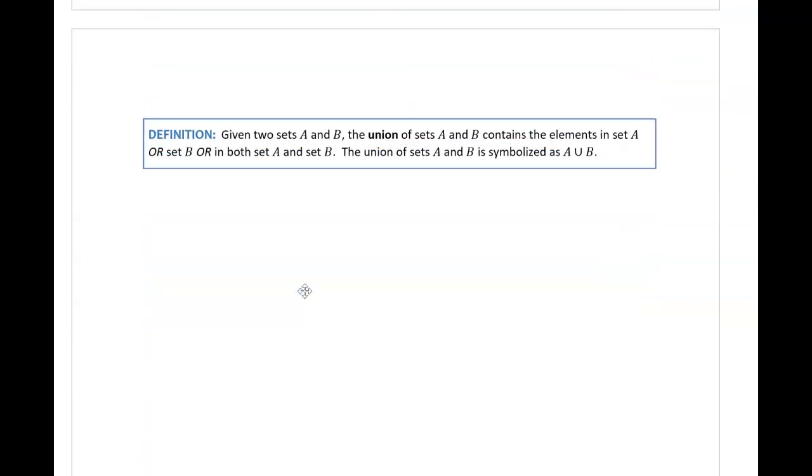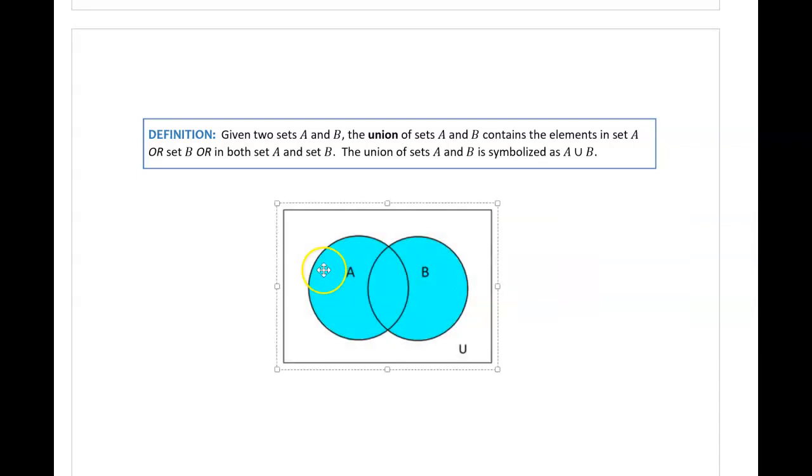Given two sets A and B, the union of sets A and B contains the elements in set A or set B, or in both set A and set B. The union of set A and B is symbolized as A union B. Given the Venn diagram below, the shaded region represents A union B.